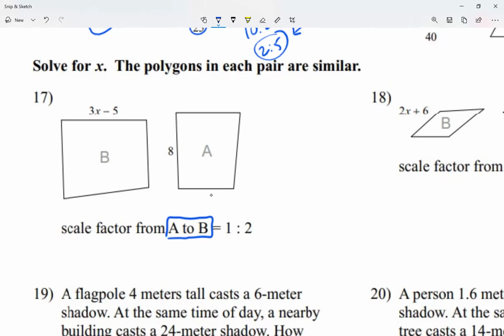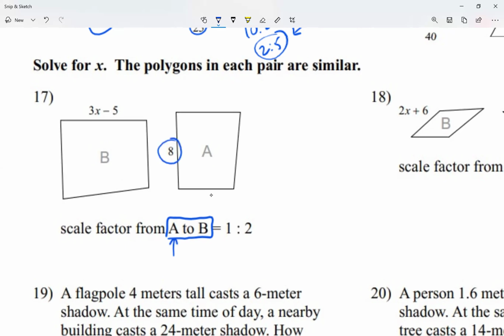Okay, A to B. So for solving, when I'm solving for x, I'm going to use the fraction. So it says A to B. Notice how I label the letter A first. So the value that comes from A is going to go on the top of my fraction. Sometimes my x will be on the top of my fraction. Sometimes it will be at the bottom. At the bottom, I'm going to have the information that I have from B, which is 3x minus 5.